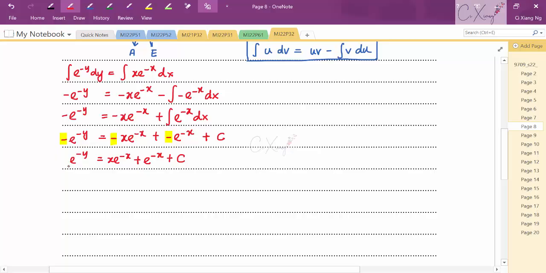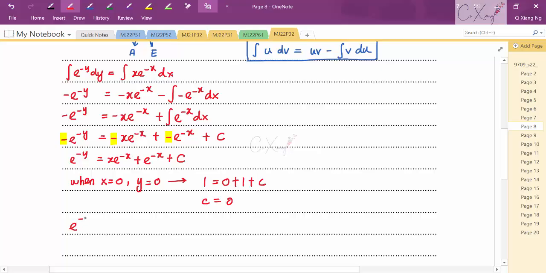Okay, so this is our general solution, and we need to get the particular solution by finding the value for c. It is given that when x equals 0, y is also equal to 0. So substitute into this equation: e power 0 gives a 1, x times 0, the whole thing is 0, and this one is also a 1. So from here, you can see that our c is actually equal to 0.